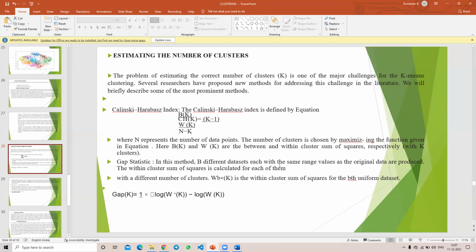Gap statistics. In this method, B different data sets, each with the same range of values as the original data, are produced. The within cluster sum of squares is calculated for each of them with a different number of clusters. W_bk is the within cluster sum of squares for the bth uniform data set. Here, gap of K is equal to 1 over B times the sum of log W_bk, minus log W of K. This is the equation of gap statistics.